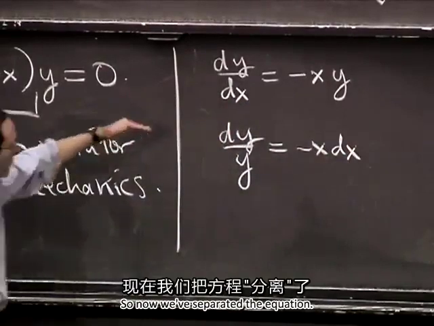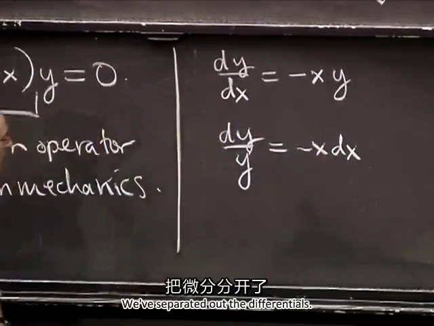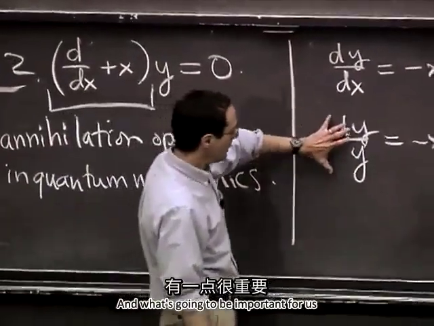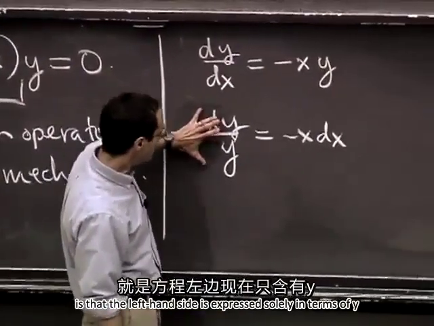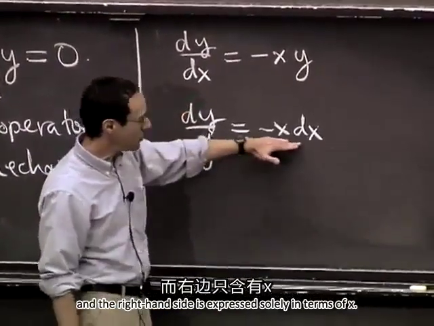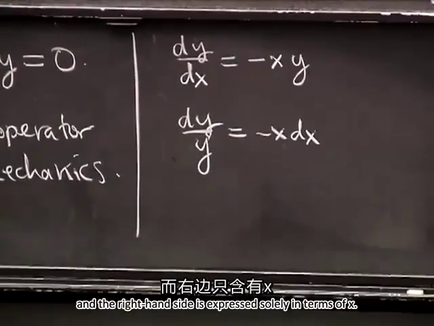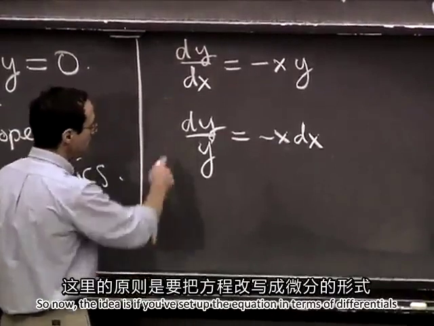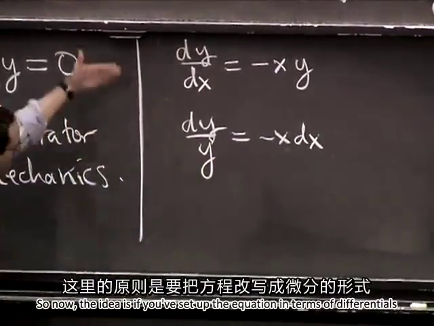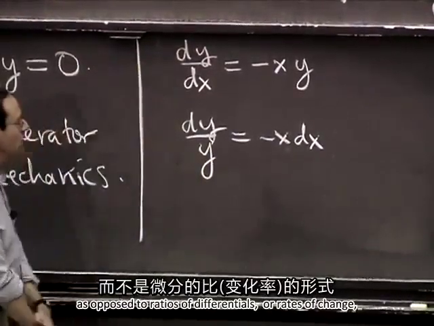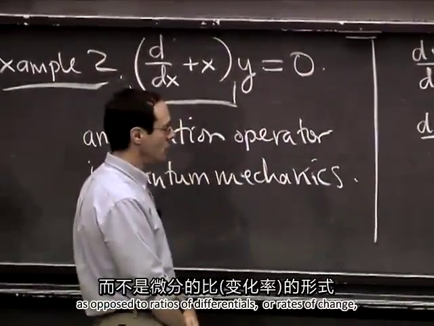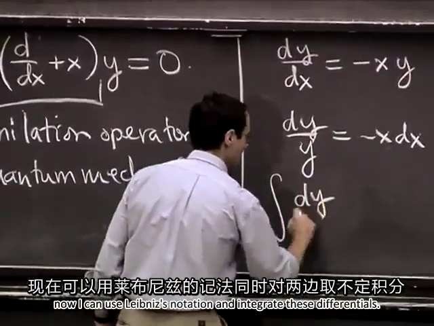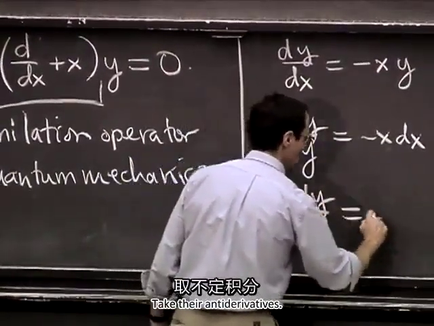So now we've separated the equation. We've separated out the differentials. And what's going to be important for us is that the left-hand side is expressed solely in terms of y, and the right-hand side is expressed solely in terms of x. We'll go through this in careful detail. So now the idea is, if you've set up the equation in terms of differentials as opposed to ratios of differentials or rates of change, now I can use Leibniz's notation and integrate these differentials, take their antiderivatives.